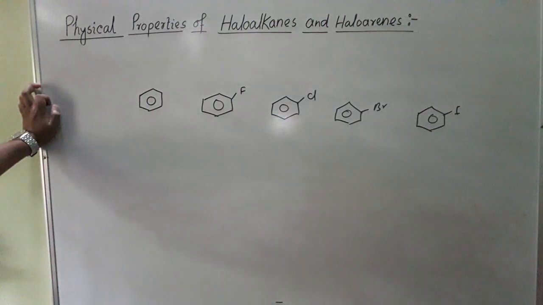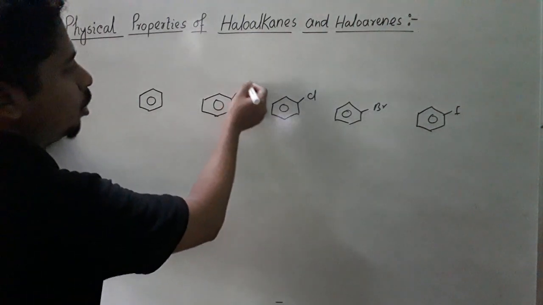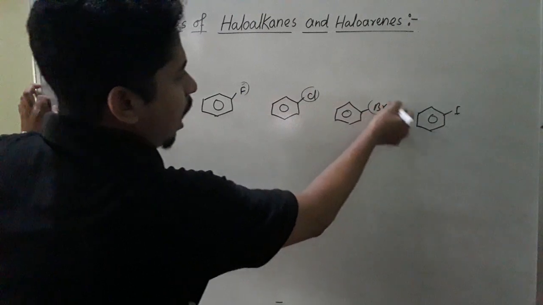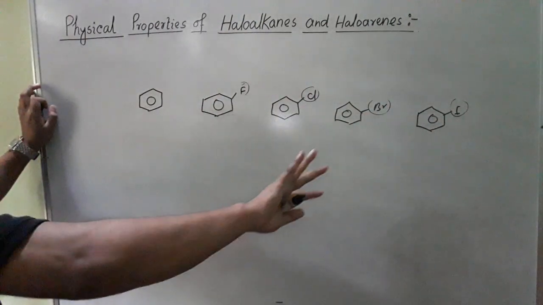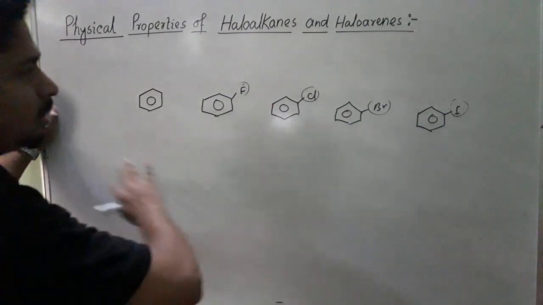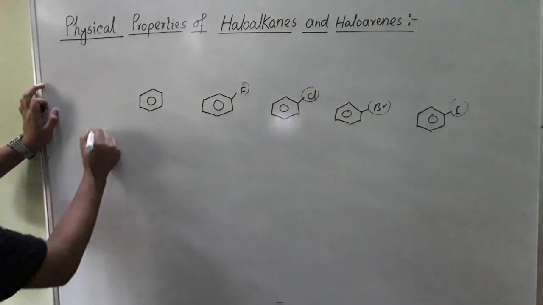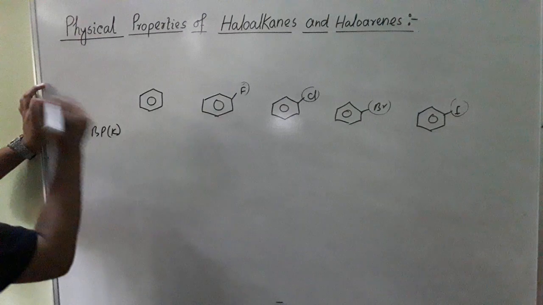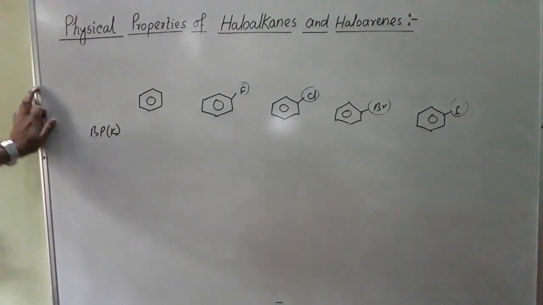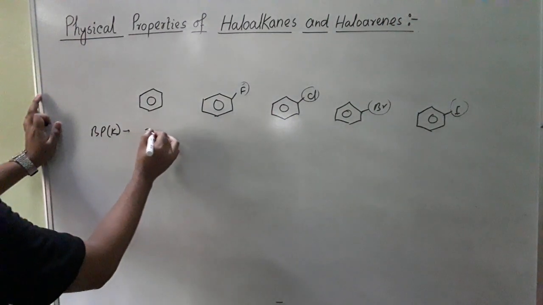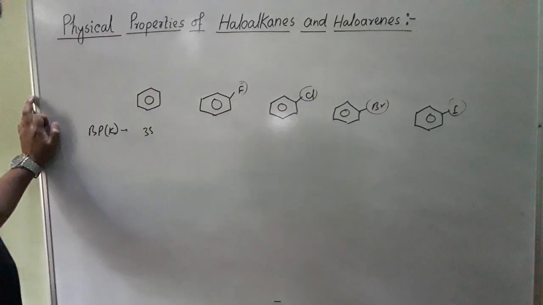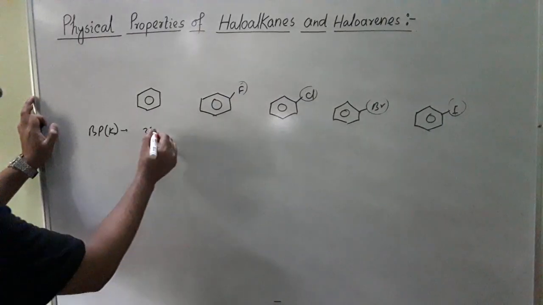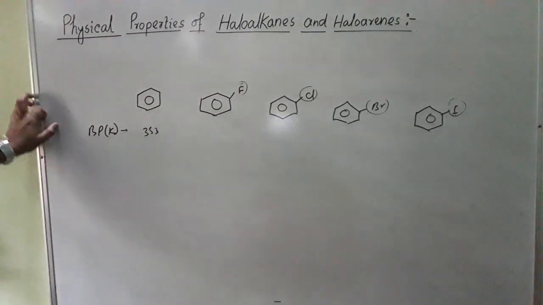So here you see with the increase in the size of the halogen atom, the size or atomic mass also increases. So with the increase in size of these halogen atoms, the boiling point also increases. So here we have boiling point in Kelvin. This one has 353 Kelvin, this is 353 Kelvin.